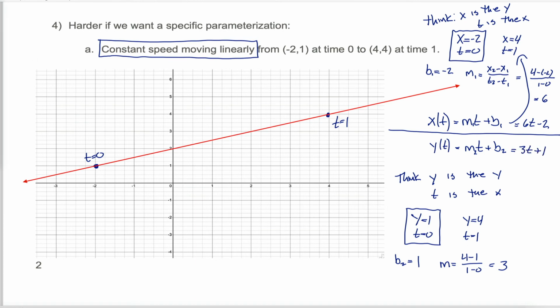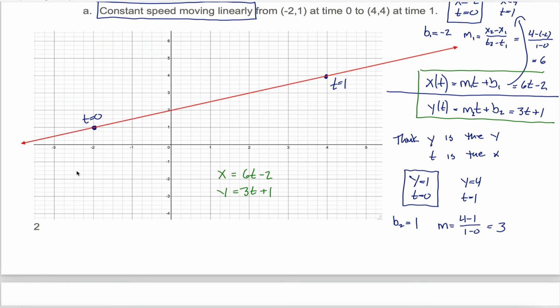Not sure if we did all this right? Well, it's easy enough to check your answer, right? If we were starting out with these parameterized equations right here, where x is equal to 6t minus 2 and y is equal to 3t plus 1, and we wanted to come up with the graph, what we could do is keep track of some t values and the corresponding x's and y's. Maybe we could look at when t is equal to 0 and t is equal to 1.